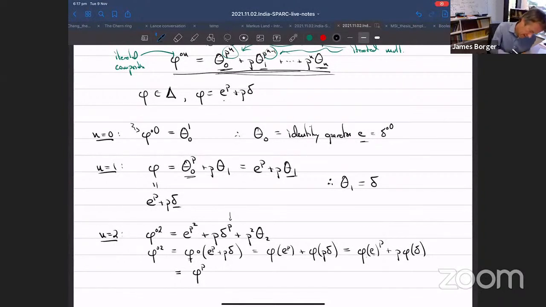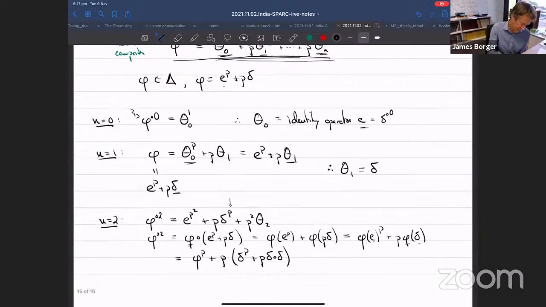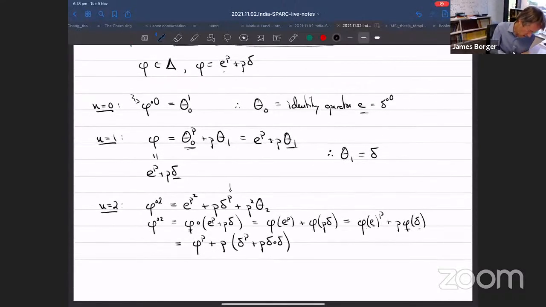What's the next thing I want to say? Oh, yeah. And what is phi of delta? Phi of anything is the pth power of that thing plus p times delta of that thing. So we get this. And now we can solve for theta 2.